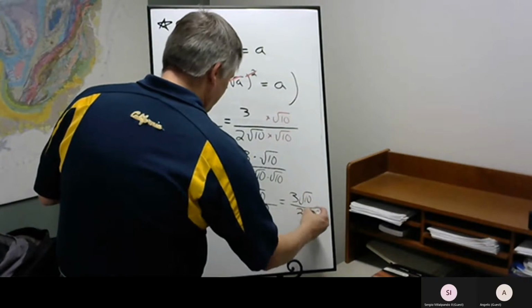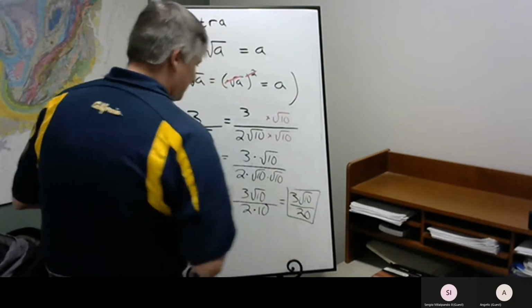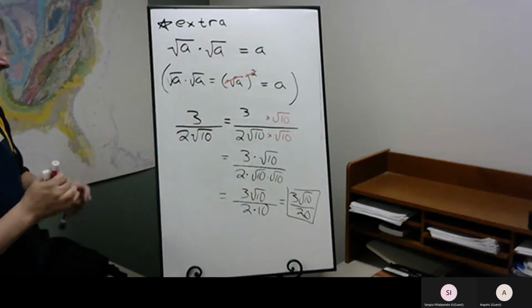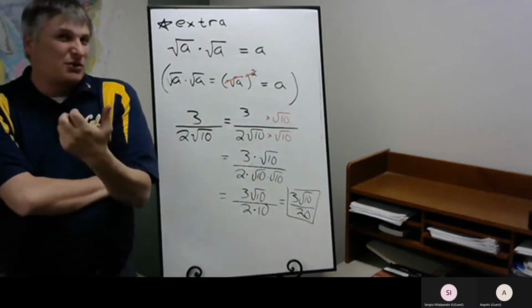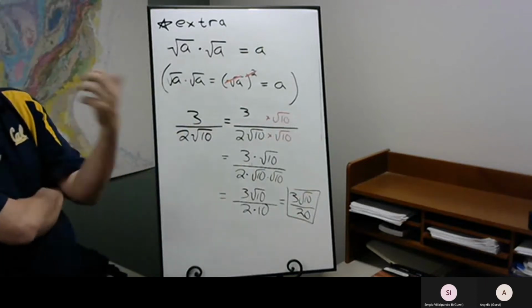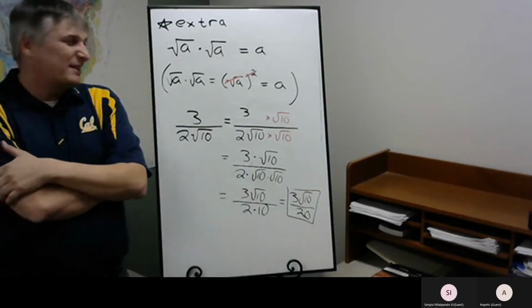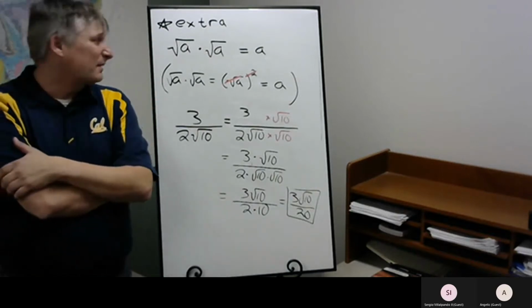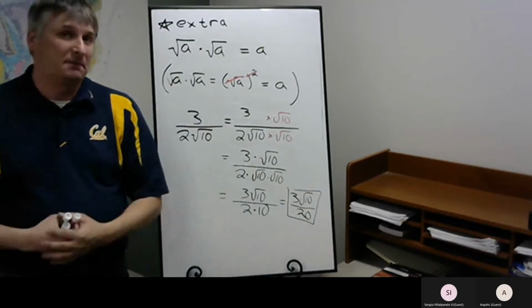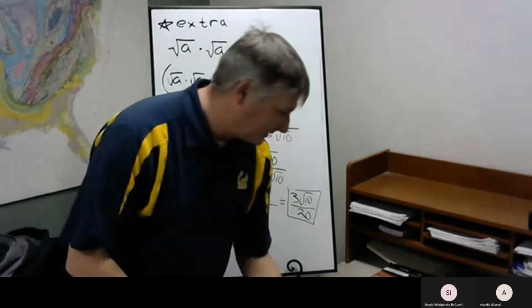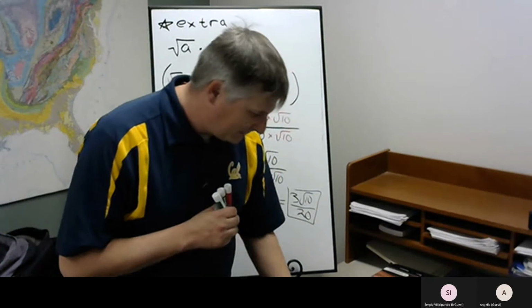over 20. So that's something I don't think is an issue in this class. If it comes up, I'll go over this again. But this is what they call rationalizing the denominator. Again, I don't think you're going to have to do it, but if it does come up, we can revisit it. So let's see.